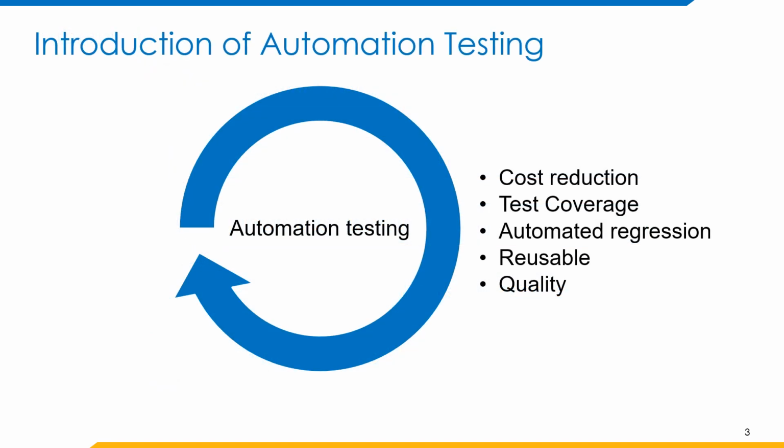Let us understand what is automation testing. Automation testing refers to the testing of the software in which testers write the test script once with the help of the testing tools and framework and run it on the software. The test scripts automatically test the software without human intervention and shows the result. Automation testing reduces the cost, increases your test coverage, reduces regression testing time, test scripts can be reused, increases the quality. Coming to the next slide, we are going to discuss about prerequisites for automation testing.